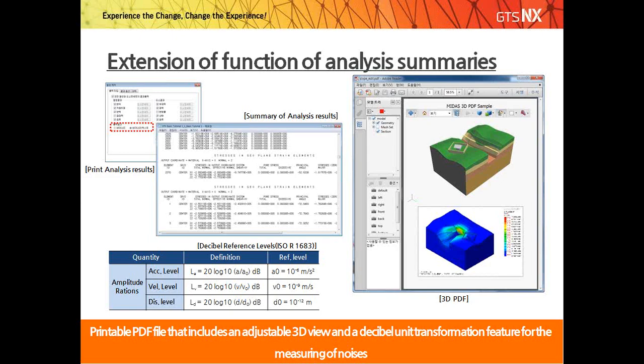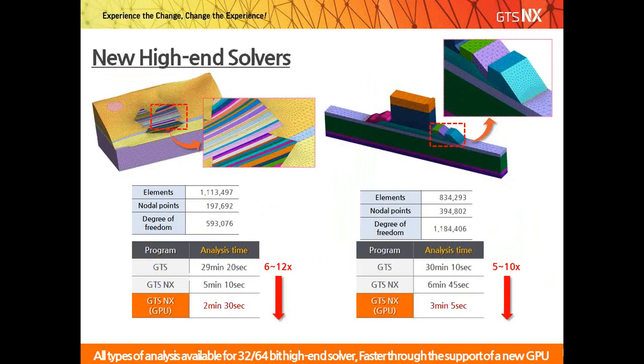in GTS NX. We have new high-end solvers. You can see that the old GTS required a time of 29 minutes. GTS NX will improve the analysis time by 6 to 12 times and would be able to complete it in, say, around 2 minutes 30 seconds. So that's why very large models could be managed and solved by GTS NX.